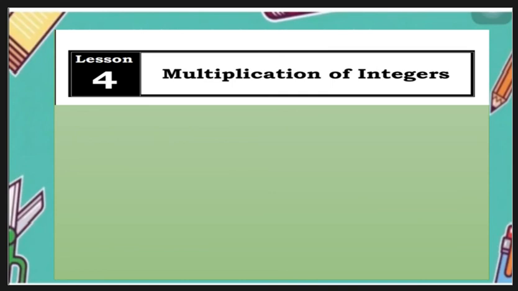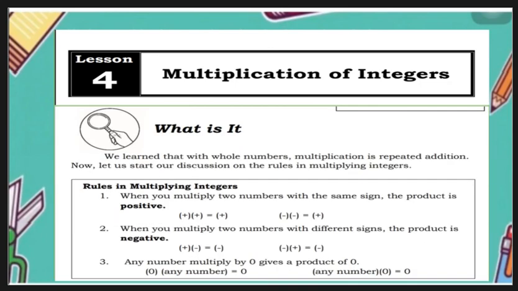Okay, so we've done already the subtraction of integers. So we will learn about the multiplicand and multiplier. The number to be multiplied is called the multiplicand. The number with which we multiply is called the multiplier. The numbers to be multiplied are called factors. The result obtained is called product. So lesson 4 talks about multiplication of integers. Now, we'll learn that with whole numbers, multiplication is repeated addition.